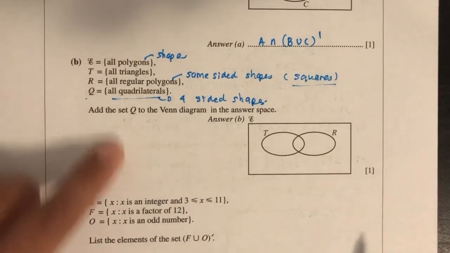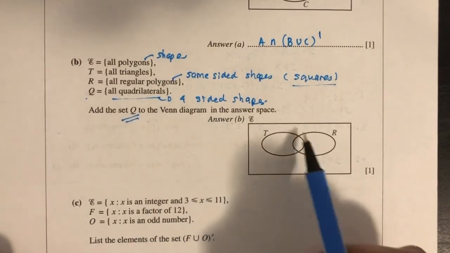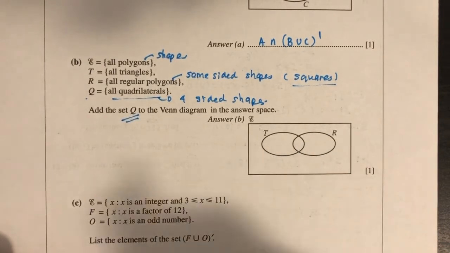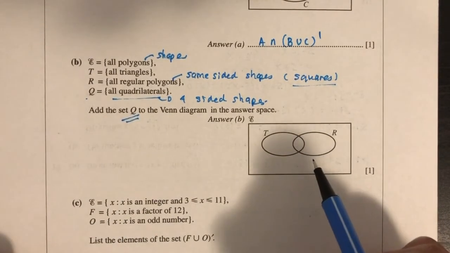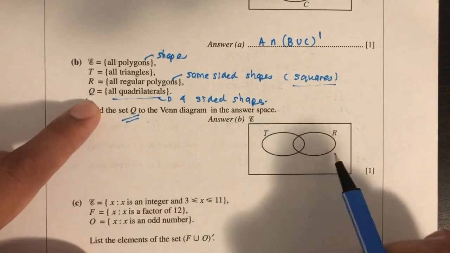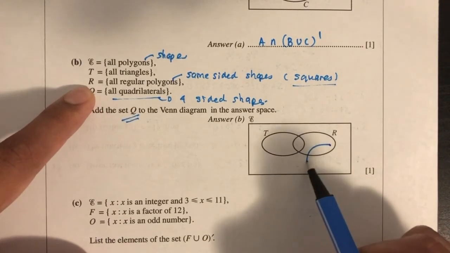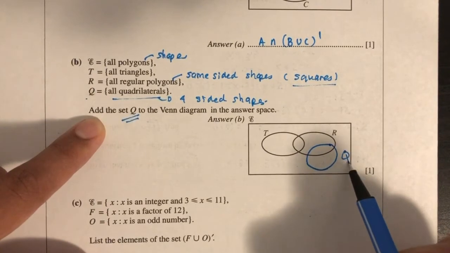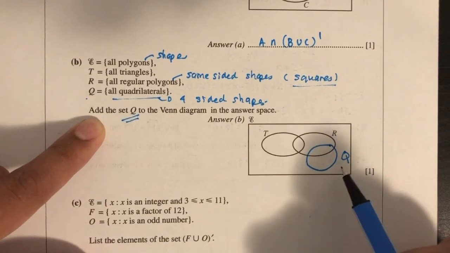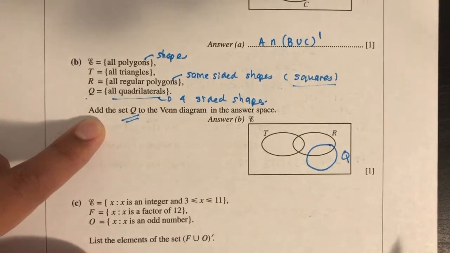Okay, so from this, let's see what we can find. Add the set Q to your Venn diagram. So you have T here, which is triangle, R is regular polygons, and quadrilaterals will be well, it will not be meeting with T because T has only 3 sides. This has 4 sides. It will not touch T, but it will touch R like this. This will be Q, because in between we have squares. Outside we have other shapes such as rhombus and kite, that will not be inside of R. This is your set Q.